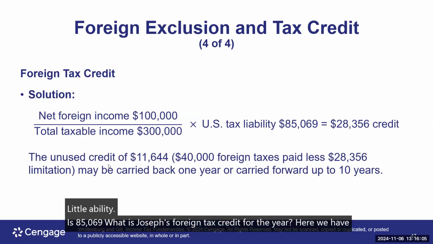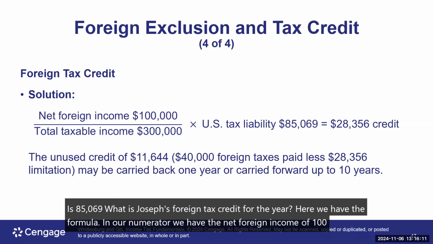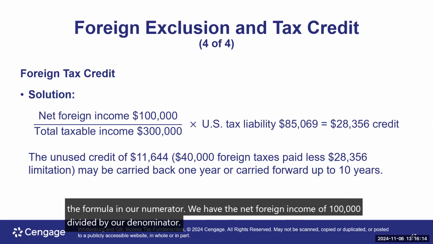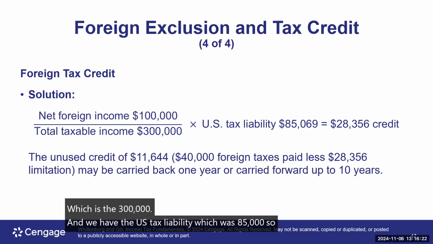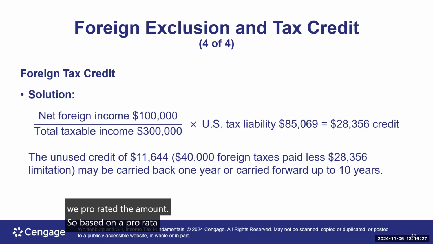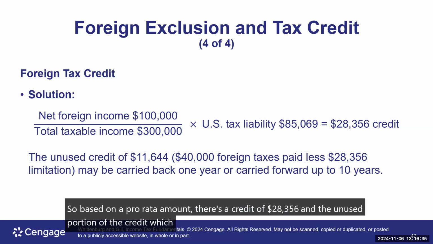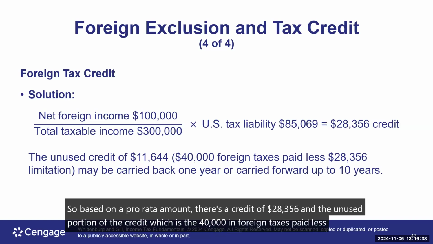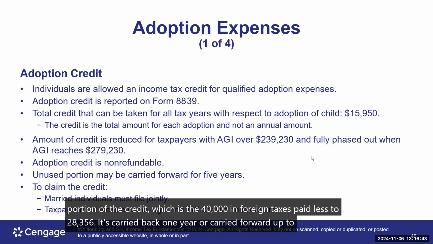Here we have the formula. In our numerator, we have the net foreign income of $100,000 divided by our denominator, which is the $300,000. And we have the U.S. tax liability, which was $85,000. So we multiply, it's like we pro-rated the amounts. So based on a pro-rata amount, there's a credit of $28,356. And the unused portion of the credit, which is the $40,000 in foreign taxes paid less the $28,356, is carried back 1 year or carried forward up to 10 years.